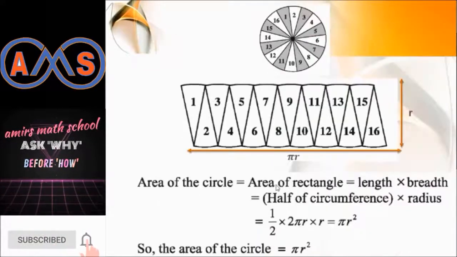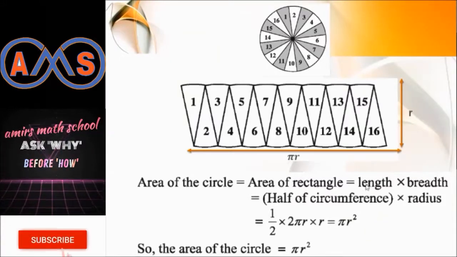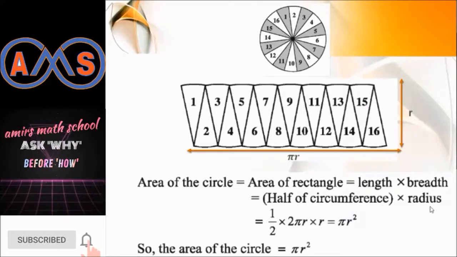The area of the circle is equal to the area of this rectangle, which is length times breadth, where length is half of the circumference and breadth is the radius. So half into circumference. The value of circumference is 2 pi r, so half of it is just pi r. The radius is just r. So all these slices give the area of this circle, whose value is pi r times r, that is, pi r square.